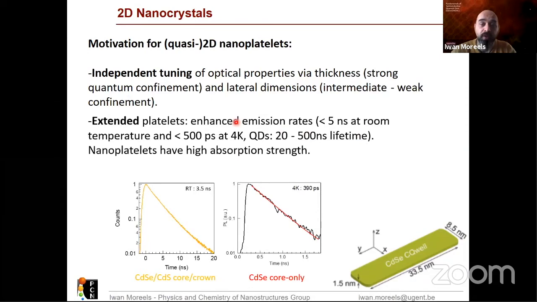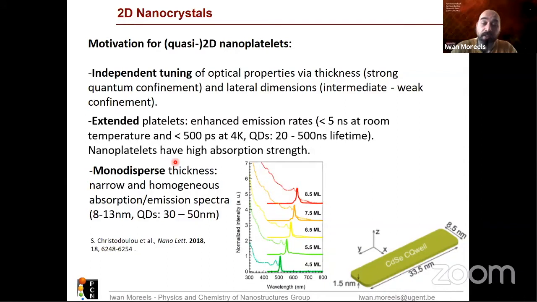Furthermore, in comparison with colloidal quantum dots, because these are extended platelets with a very flat shape, they actually have faster emission rates than colloidal quantum dots, which may be beneficial for certain applications. I am thinking, for instance, of quantum communication technology, where you really want to have photons coming out of your material at a very fast rate. On the other hand, the same effect, the fact that you have this two-dimensional shape, makes sure that you have a very strong absorption coefficient.